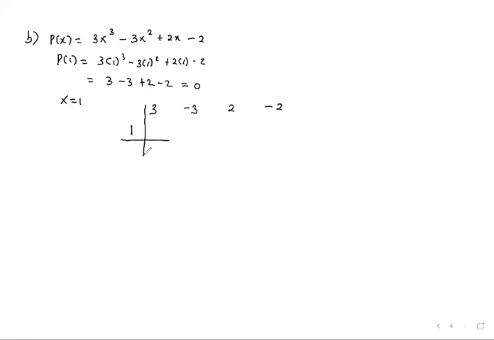And then break it like that, then drop the first number, put it down. Multiply the outside number by the first number that you have taken down, you get 3. Add, we'll get 0. 1 by 0, we get 0. Add, we get 2. 1 by 2, we get 2. Add, we get 0. When 0 is the last number, then you know you are headed in the right direction.